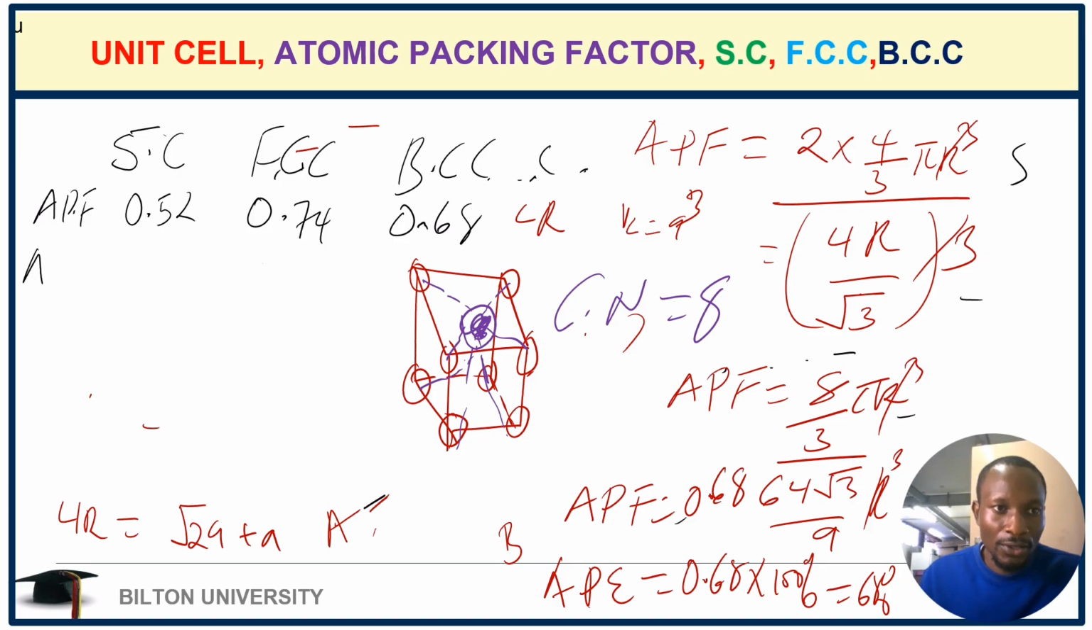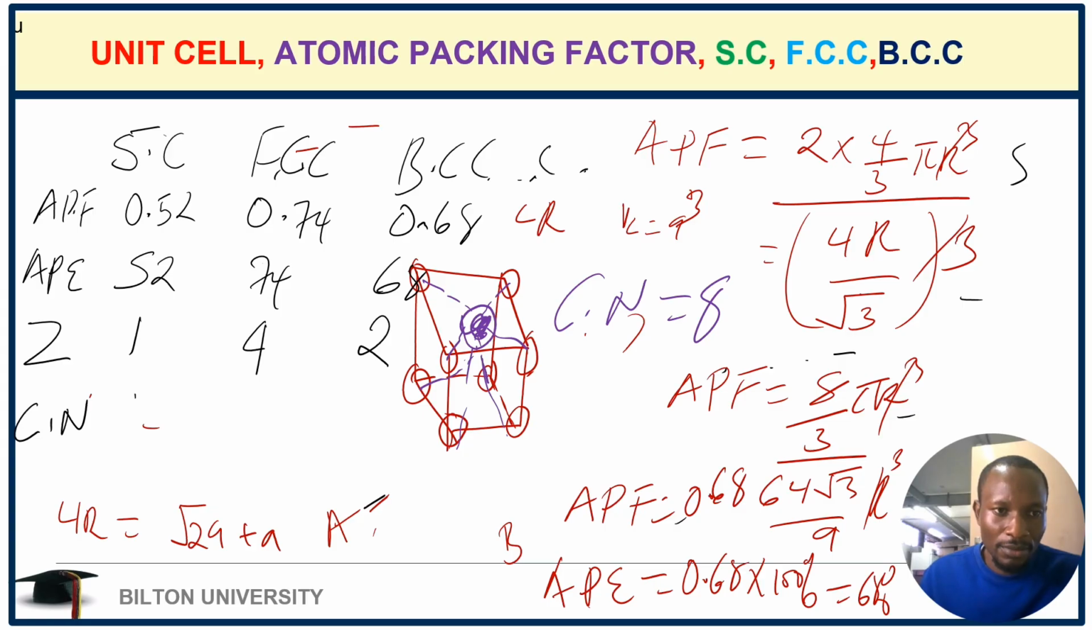And atomic packing efficiency is 52% for simple cube, for F.C.C it is 74%, and for B.C.C it is 68%. And Z, which is the number of effective atoms, here we have 1, in F.C.C we found 4, and in B.C.C we have 2. And then the coordination number for S.C we found to be 6, F.C.C we found 12, and B.C.C we found 8. So this is what you need to know.